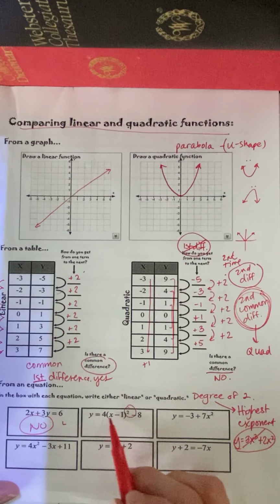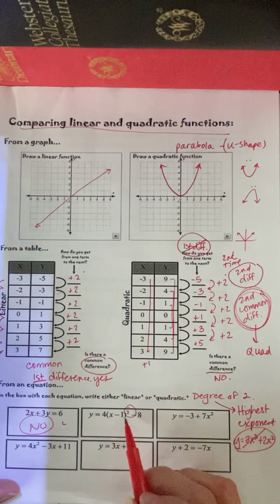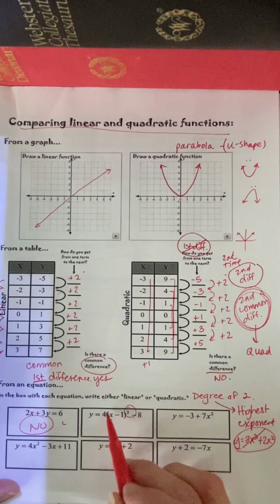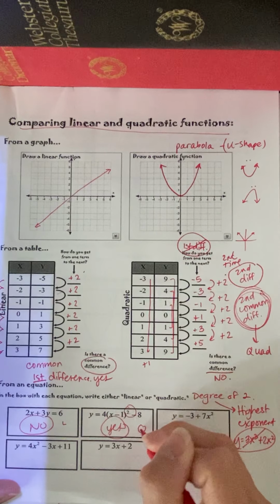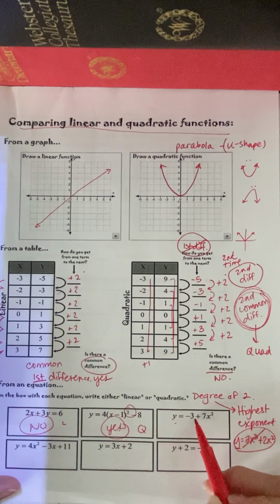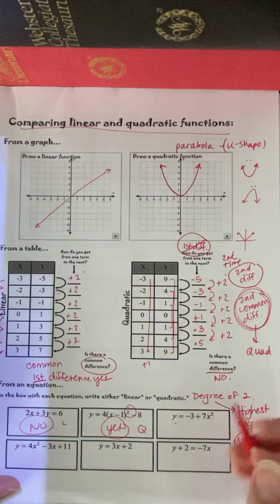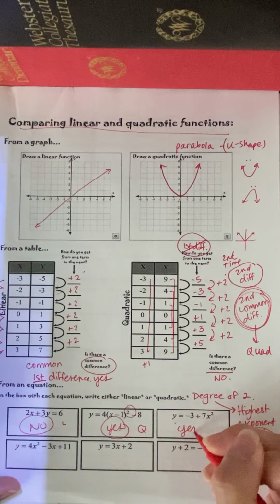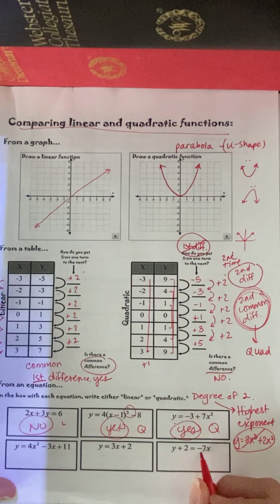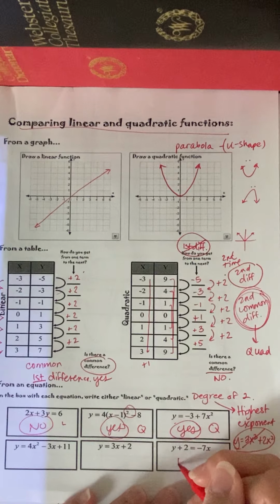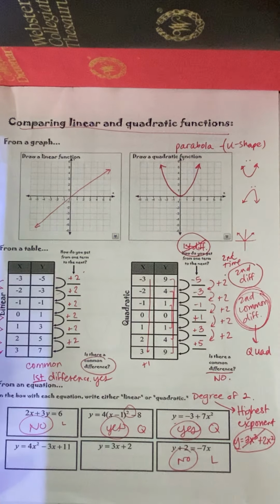That's a linear function. There is no squared term. And here you have y equals 4 times x minus 1 squared minus 8. I have a degree of 2. X is being raised to that. So yes, that's quadratic. Y equals negative 3 plus 7x squared. Yes, that is quadratic. Going down here, y plus 2 equals negative 7x. I don't see a squared term, so no, that's a linear function.